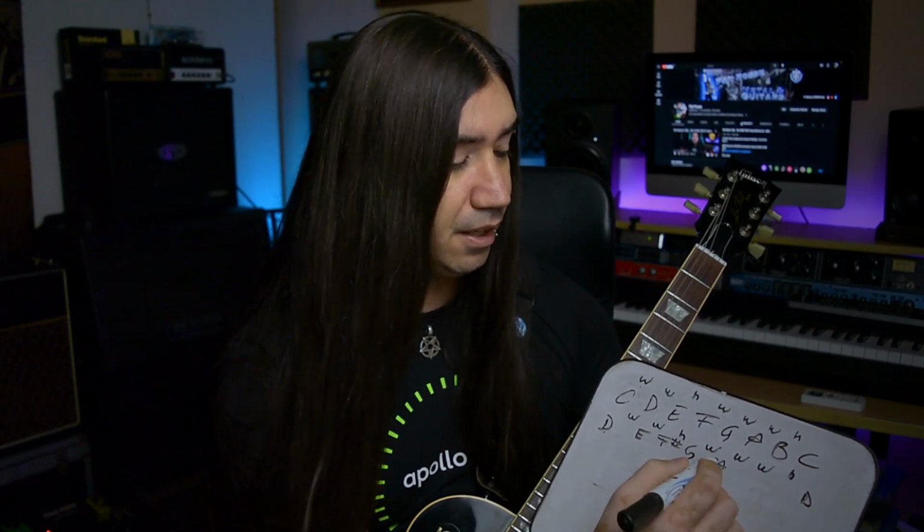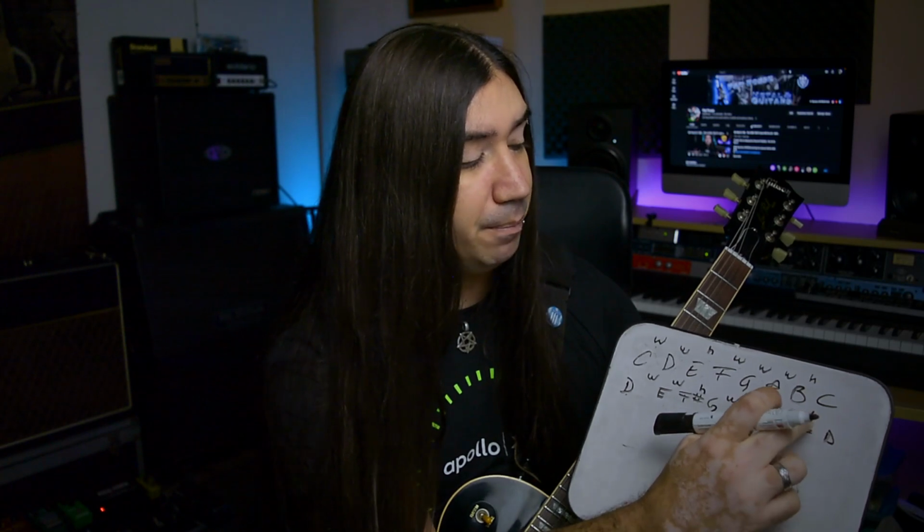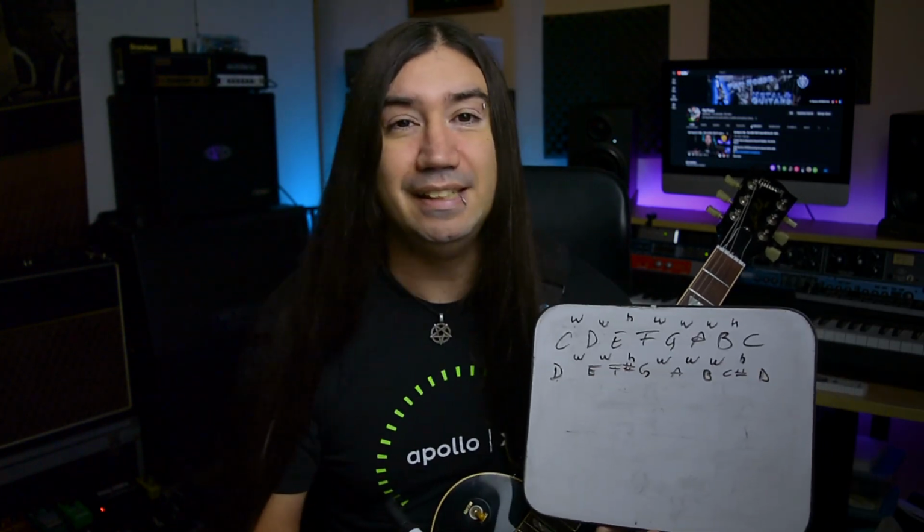Then from G to A, that's a whole step. Then A plus a whole step is B. Then B plus a whole step is C sharp, because we have no accidental between B and C. And then from C sharp plus half a step, we get to D. So that is our D major scale.